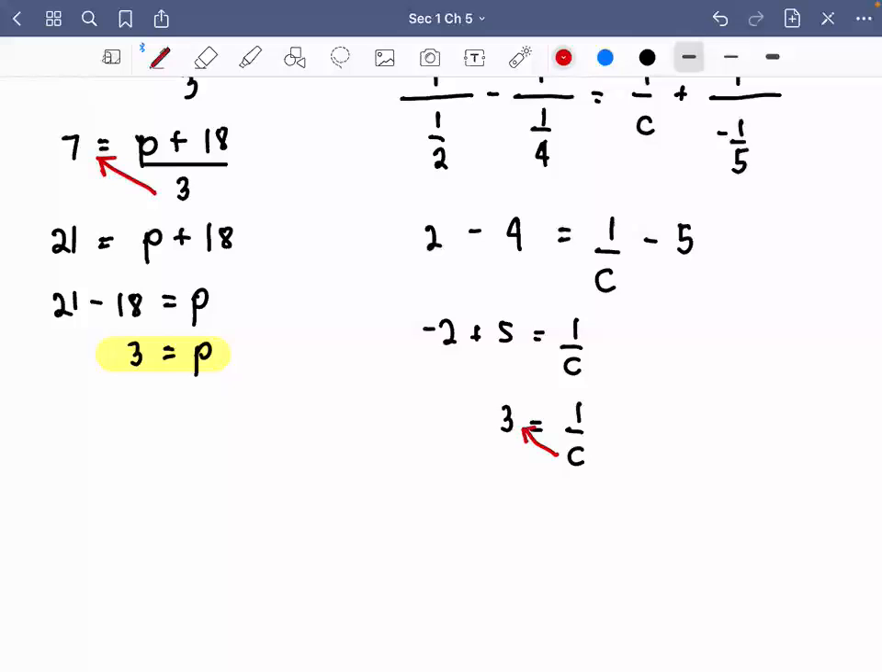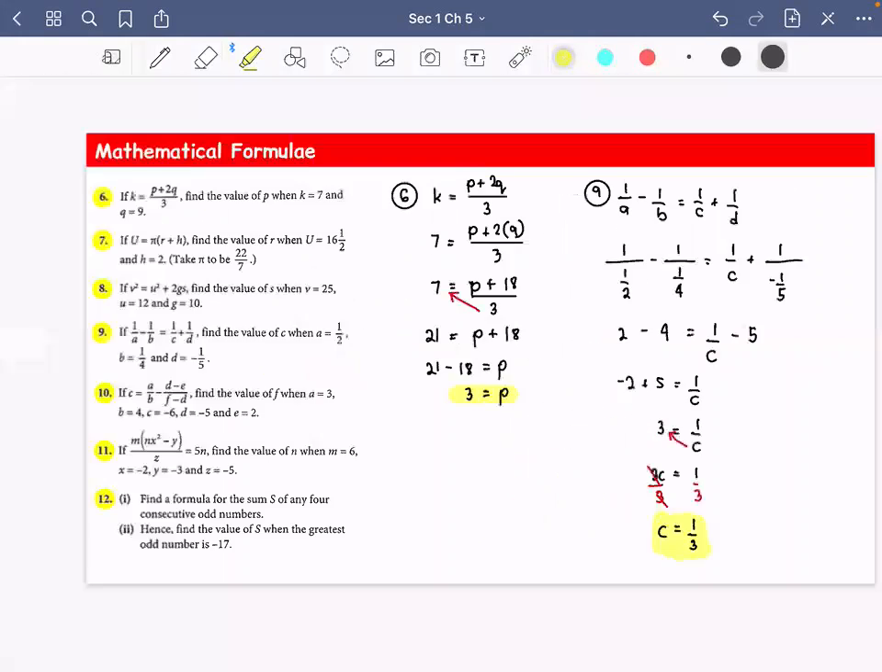So I'll cross multiply this. So I'll get 3C is equal to 1. And then if I'm solving for C, I'll get rid of 3, right? So I'll divide both sides by 3. Okay, so our answer is C is equal to 1/3. So that's your answer for number 9.